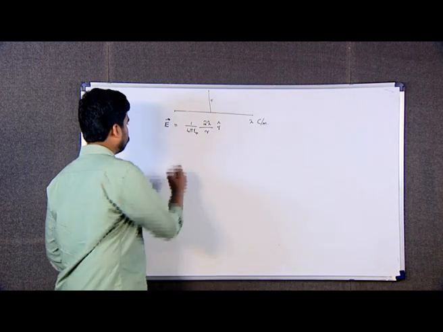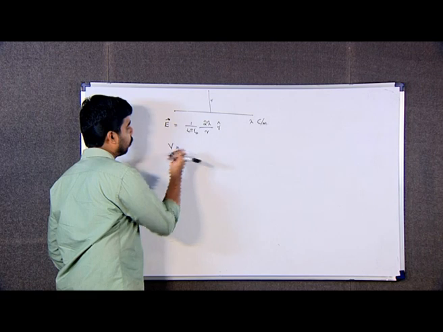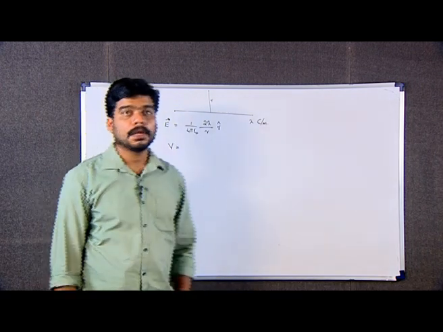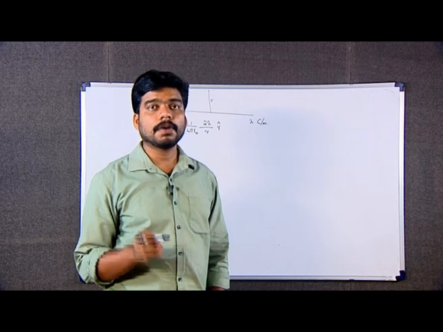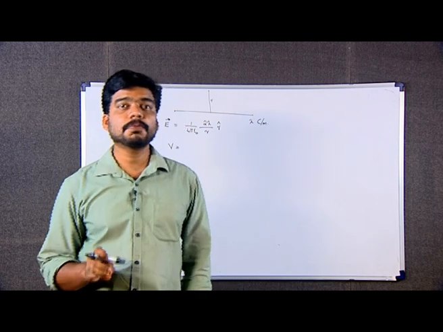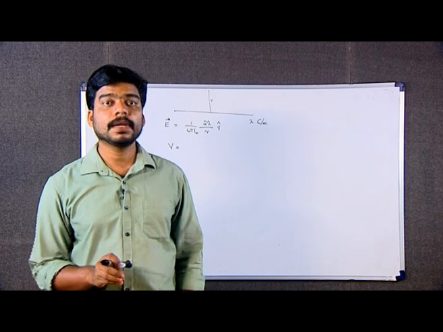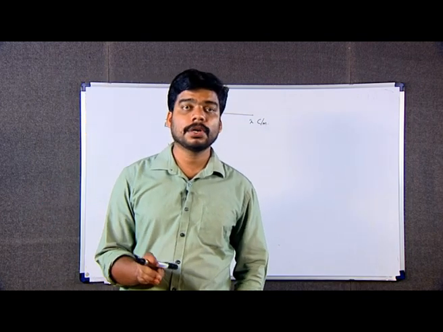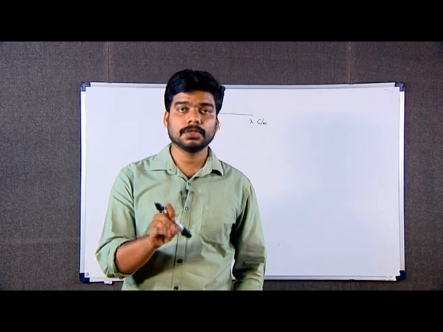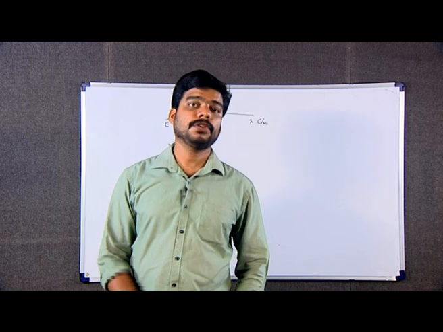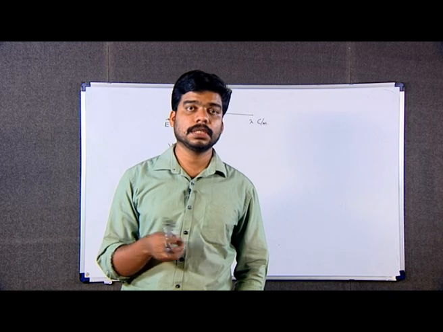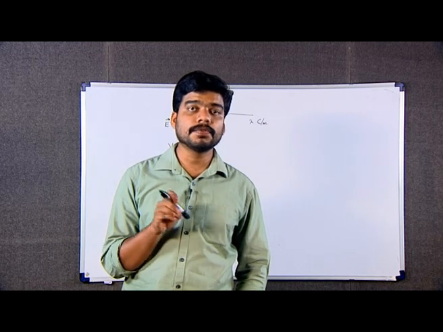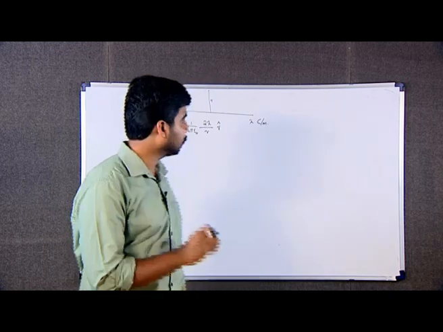So, what is the potential? What is the potential produced at this point? For this potential, the reference point should not be at infinity, or it should not be at the point 0. You will understand why we are not choosing this reference point as infinity or 0 in this case.